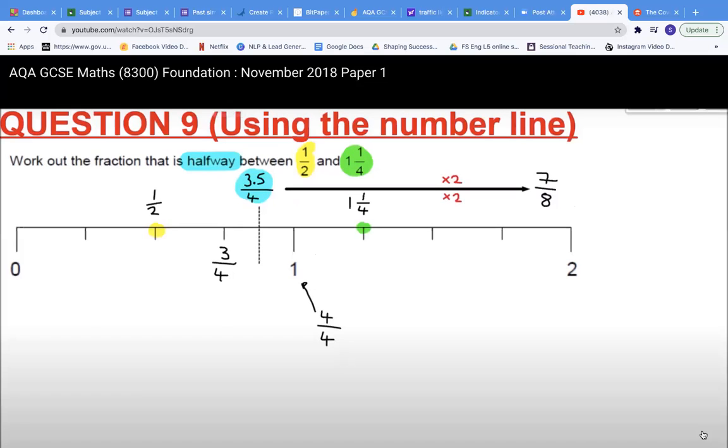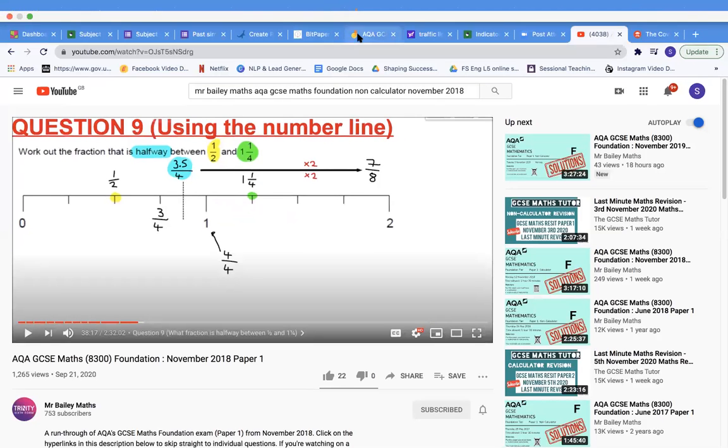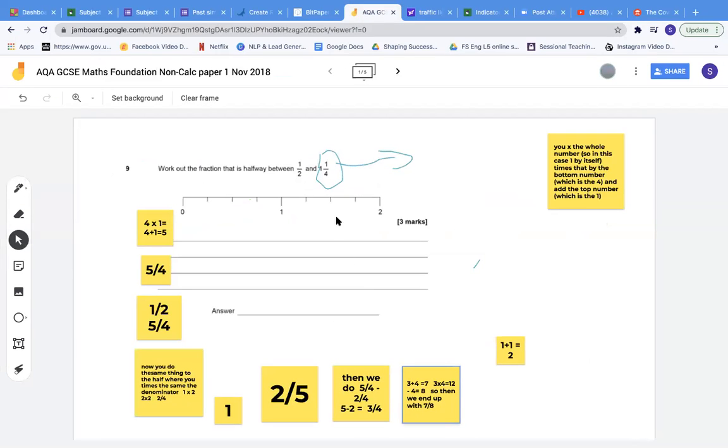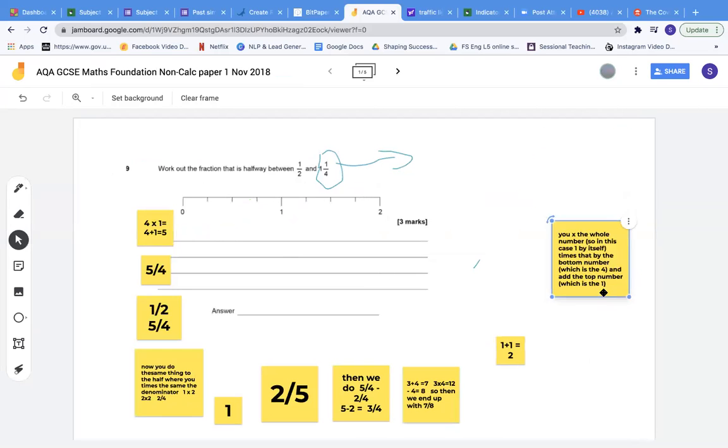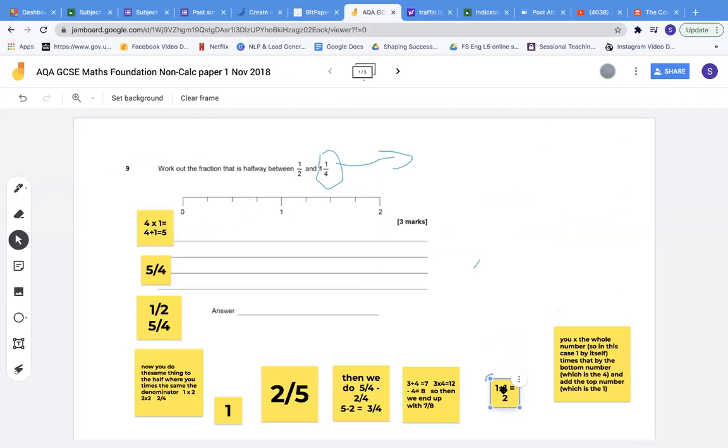What I'm going to do now is let's go back to your Jamboard. Can you see the Jamboard? Yes, I can. Right, okay. Now, can you tell me, when you look through the information, which information do you think we need to include now when you are trying to get the answer 7/8?